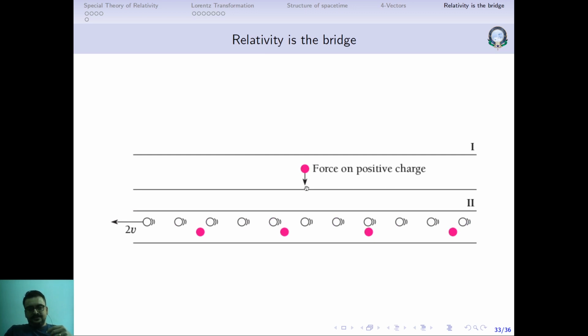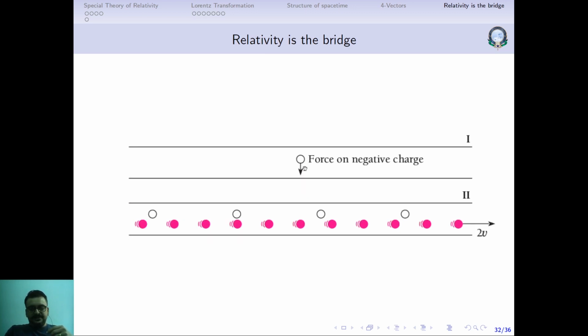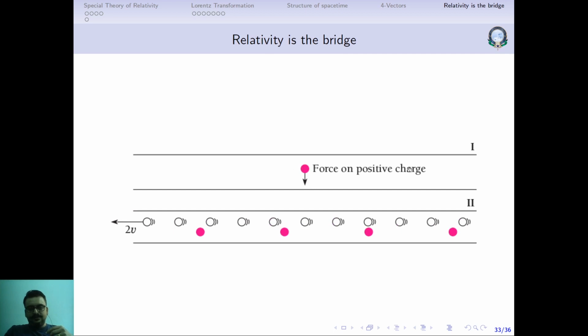Same thing, if instead of negative charge you take positive charges, and I move along with the positive charges, that is, I move from right to left, then I will find that in the other conductor the positive charges are stationary, but the negative charges are moving in the opposite direction with velocity twice v.